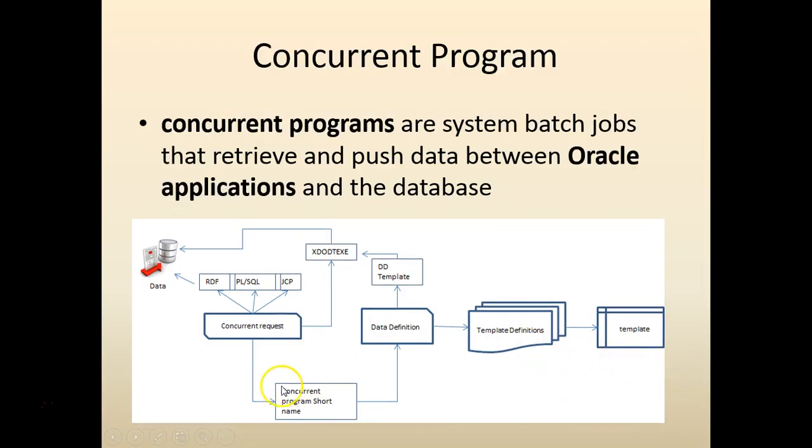So what is a concurrent program? Concurrent programs are batch jobs that retrieve data from your database, and basically they push data between the Oracle application and the database. Your concurrent program is connected to your template through the data definition. The concurrent program will have the SQLs or all the code that fetches the data from your database.